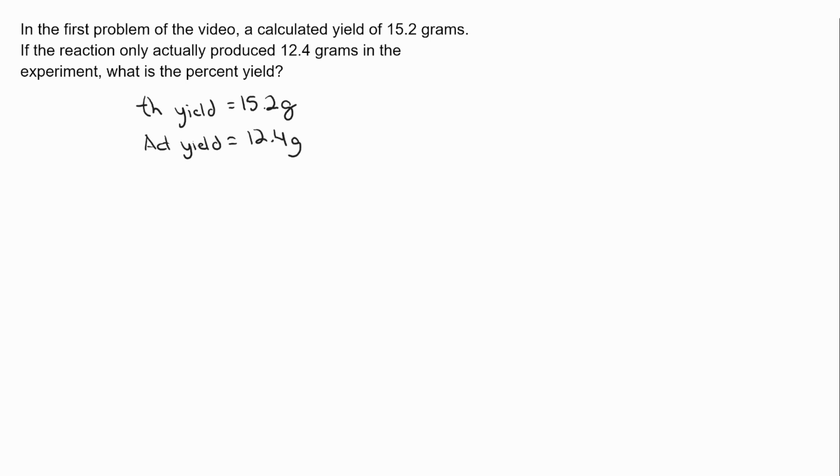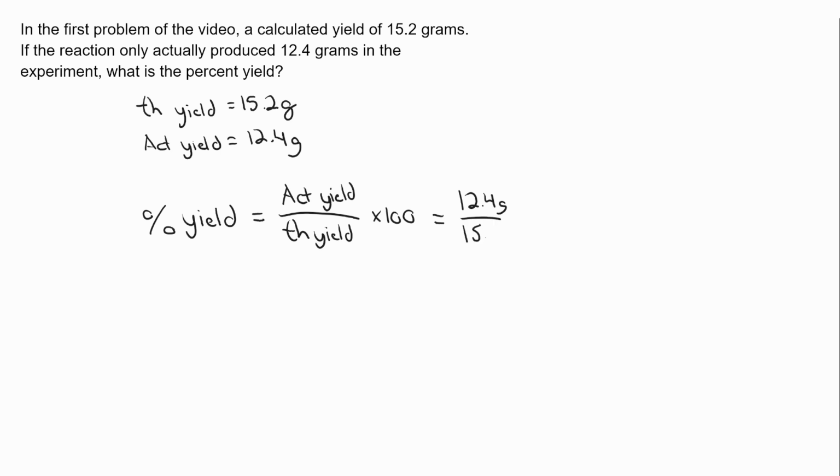Your actual yield will always be smaller than your theoretical yield. You'll never actually approach 100%. But to find your percent yield, all you'll have to do is take your actual yield and divide it by your theoretical yield, and then multiply it by 100 for a percentage, and you'll end up calculating it here. So 12.4 grams divided by 15.2 grams times 100 will result in an 81.6% yield, which is actually pretty good for a typical reaction.